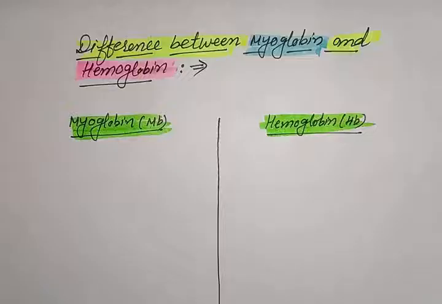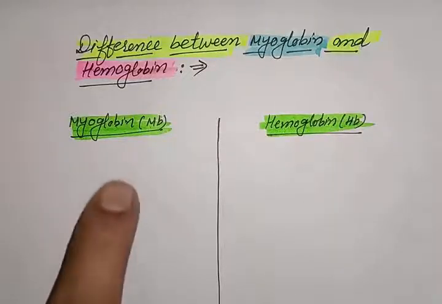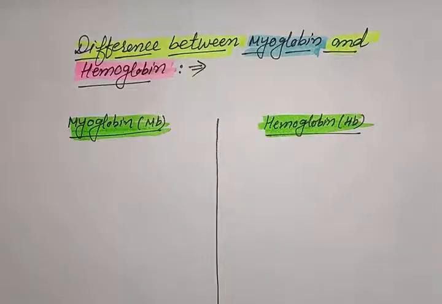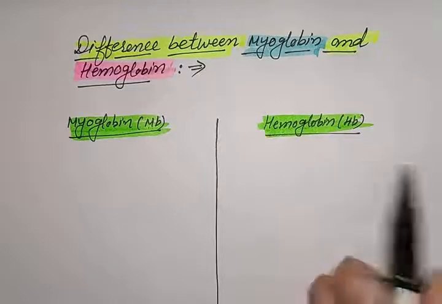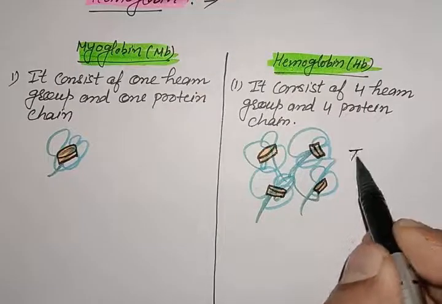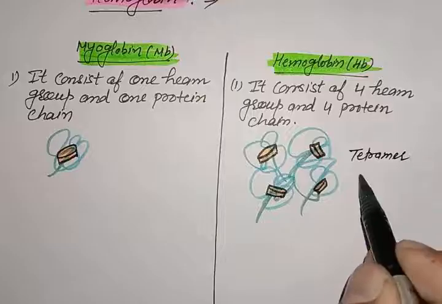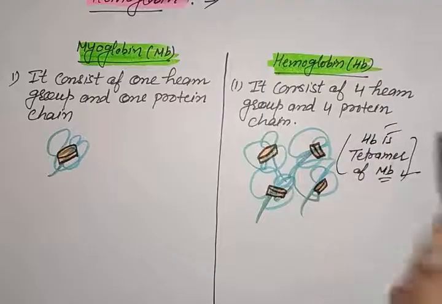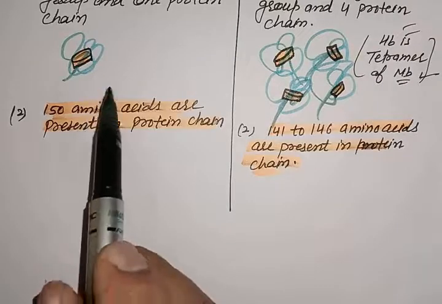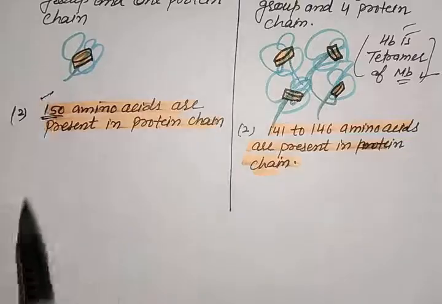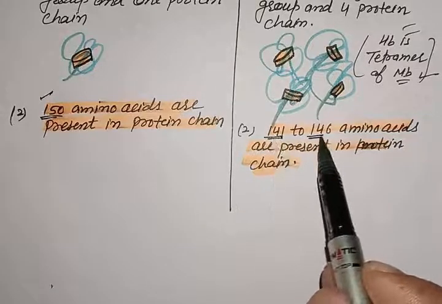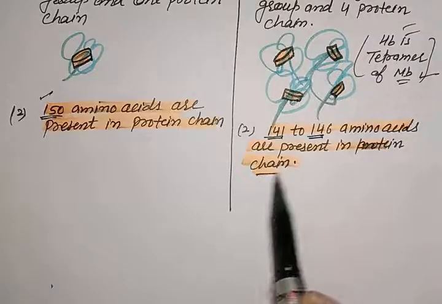The next topic is the difference between myoglobin and hemoglobin. As we know, there is only one heme group and one protein chain in case of the myoglobin, and 4 heme groups and 4 protein chains in case of the hemoglobin. That's why hemoglobin is also called the tetramer of myoglobin. Hb is the tetramer of myoglobin. In the protein chain of myoglobin, 150 amino acids are present, while in case of the hemoglobin, 141 to 146 amino acids are present in the protein chain.